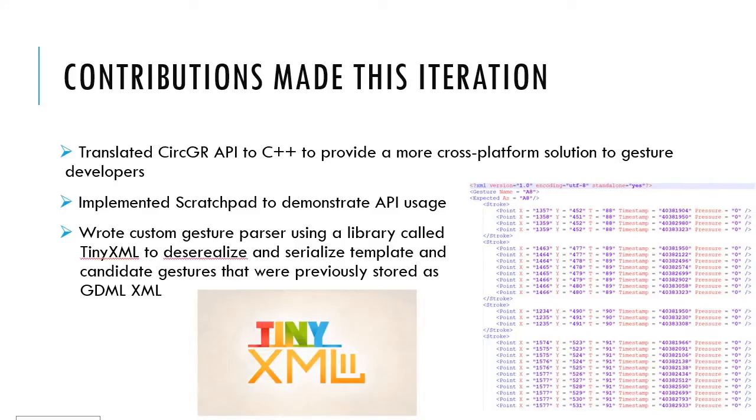Finally, the contributions made this iteration were translating CircGR API from C# to C++ in order to provide a more cross-platform solution for gesture developers. I also implemented a scratchpad to demonstrate the API usage, and I wrote a custom gesture parser using a library called TinyXML to deserialize and serialize template and candidate gestures that were previously stored as GDML XML.